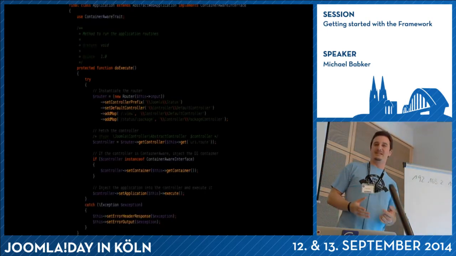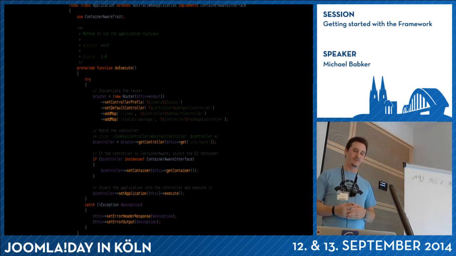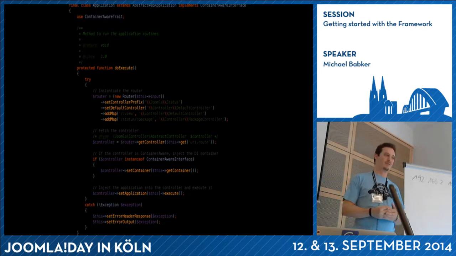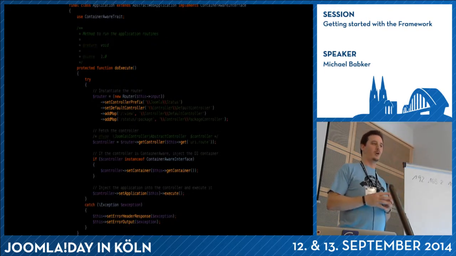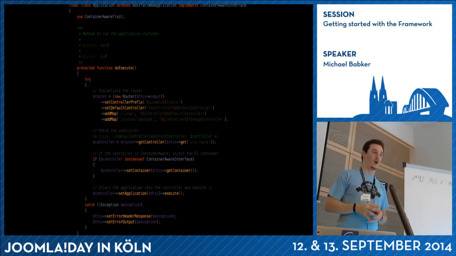So this is an example of an application class that's implementing Joomla framework code. This is actually the application class for framework.joomla.org. And what you see here is there's not a lot of code in the application class. In this main method, all we're doing is defining our routes and instantiating our router and instantiating our controller and executing the application. And we're able to do that because the top-level framework code is handling a lot of the heavy lifting for a web application.